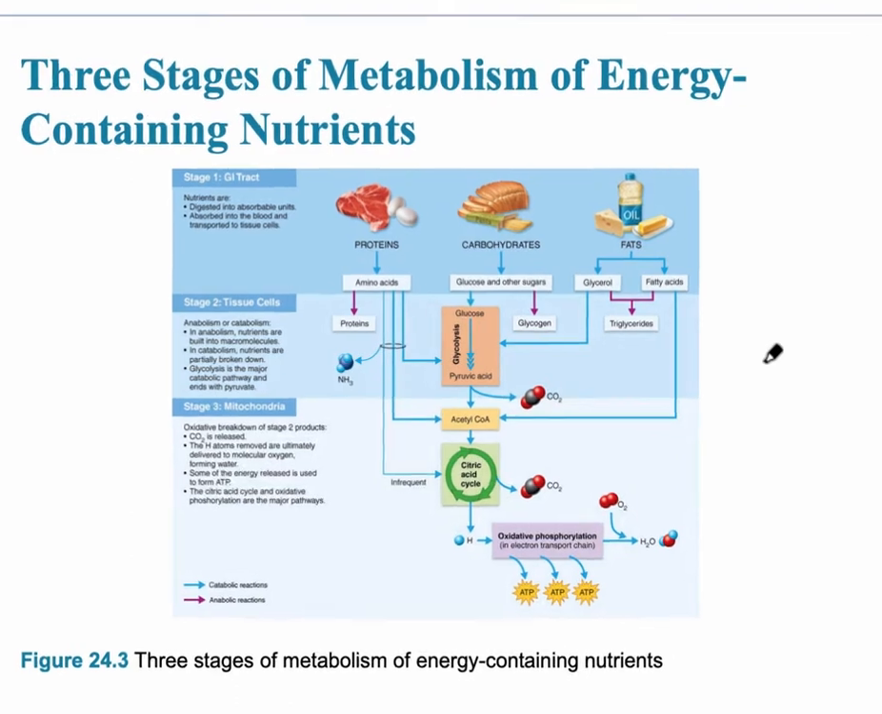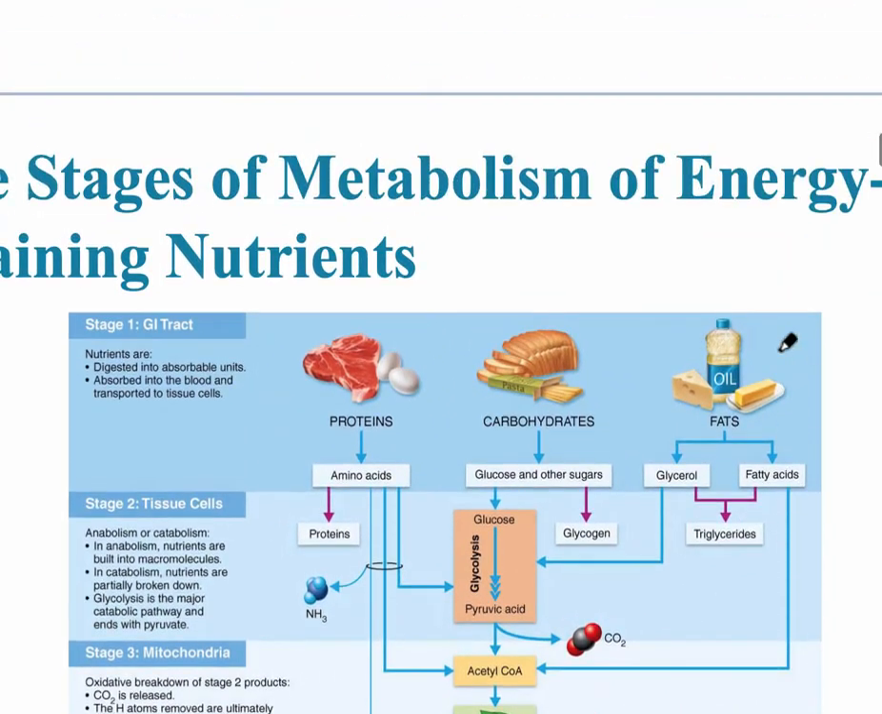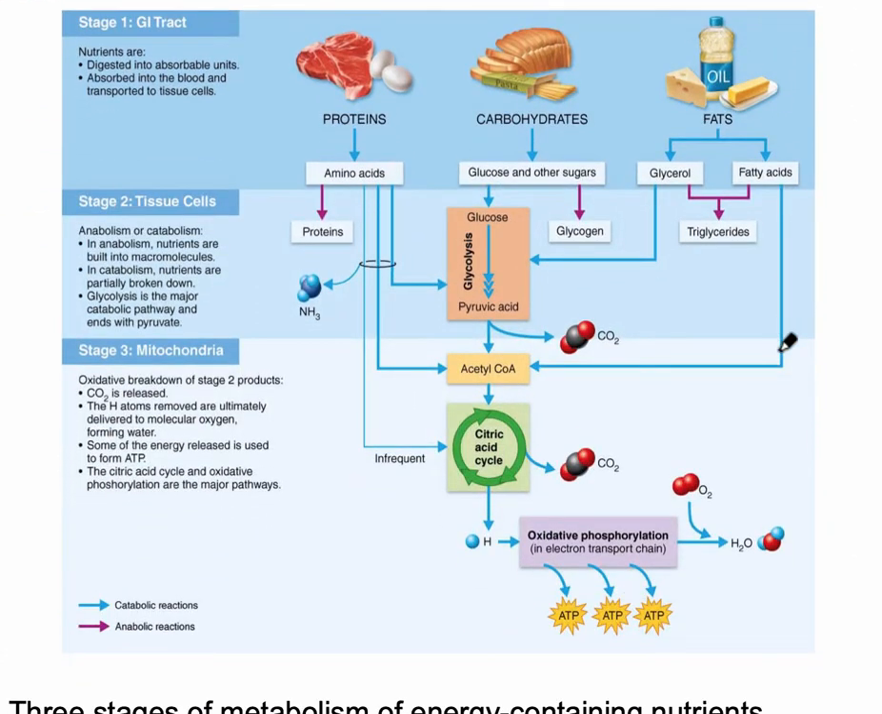So the first is going to be what occurs in the GI tract, the gastrointestinal system. So those nutrients have to be broken down into absorbable units. Obviously, the steak and the eggs are not ready to be absorbed until they're broken down into the monomers, which are the amino acids. The bread, the pasta, can't directly be absorbed. It has to be broken down into the monomers, which is the glucose and other sugars. And also the fats are not ready to be absorbed until they're broken down into individual units, the glycerol and the fatty acids.